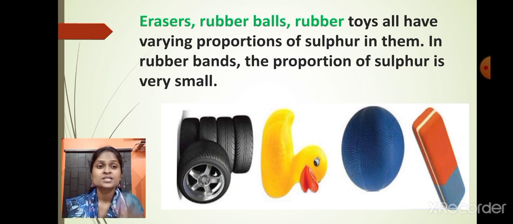Is that clear? So here you can see in the picture a tire, then a plastic toy, a rubber ball, and an eraser. These are all made by the vulcanization of the rubber. So they are the products of vulcanization. Actually speaking, rubber is very soft. By doing the process of vulcanization, we make it much harder for different usages. So I hope, students, you have understood the vulcanization of the rubber.